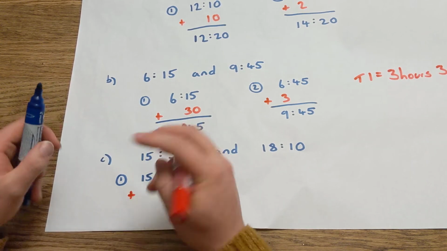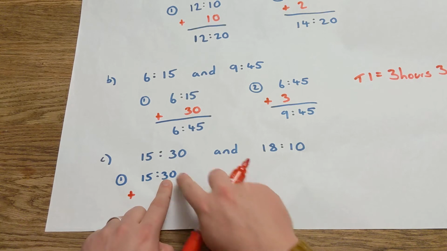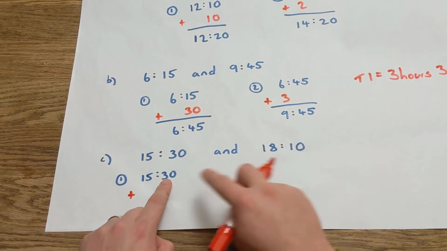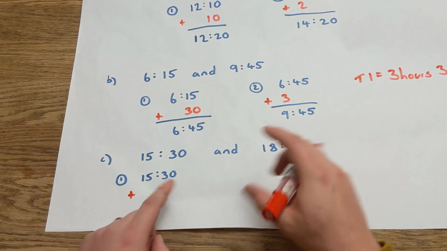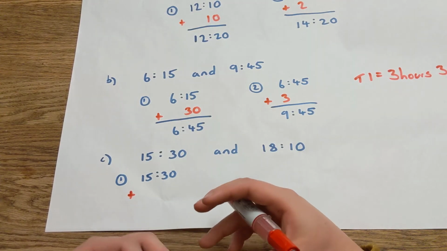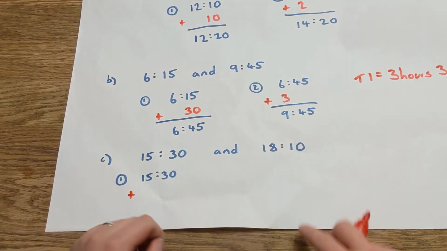Well, how many minutes do I have to add to that to get to 10? I can't add anything to 30 to get to 10, can I? Okay, and we can't take away for this. So we need to split this up, okay?